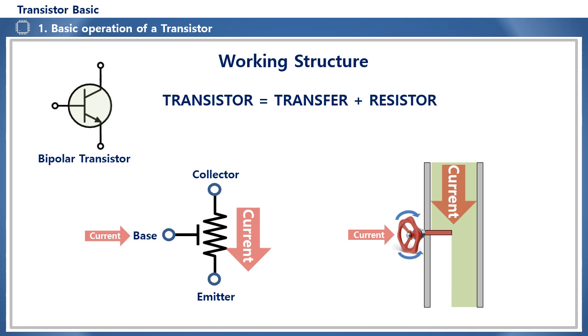The design of these three states is determined by the base current and the biasing of the collector and emitter. In this way, a bipolar transistor can be viewed as a transfer resistor that controls the flow of large current by varying the resistance value between the collector and emitter by controlling a small base current.